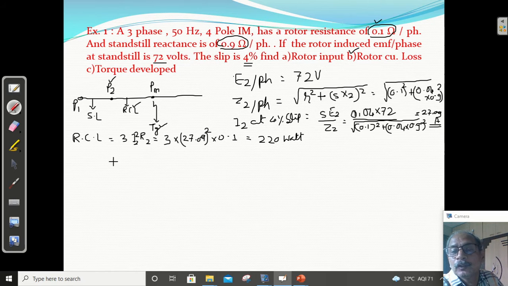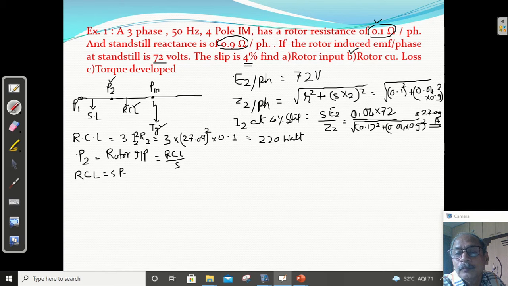We know the slip, we know the P2. P2 is the rotor input, so we can calculate it. Sorry, this is not correct. We know the rotor copper loss RCL equals S into P2. So P2 equals rotor copper loss upon S.